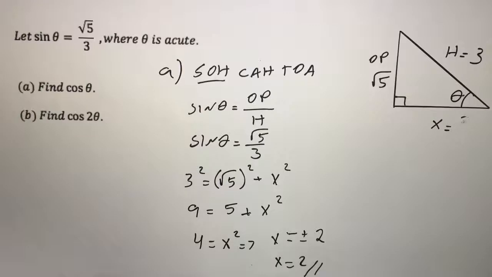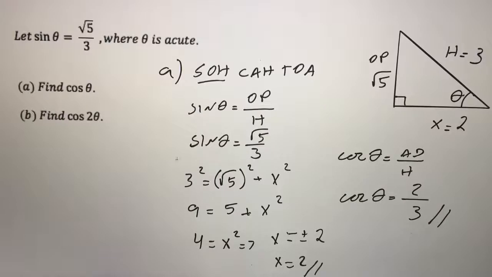So I know now this is 2, and from SOHCAHTOA again, I can say that cosine of theta is going to be the adjacent side over the hypotenuse. So the cosine of the angle is going to be the adjacent side, which is 2, over the hypotenuse, which is 3. We're done.